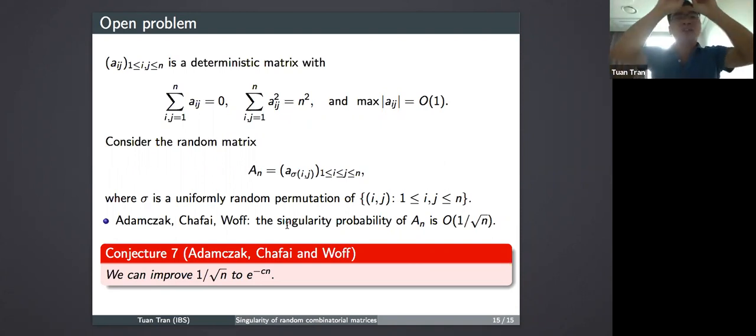So they require that, again, the matrix is an n by n 0/1 random matrix, and they require that the row sum and the column sum are n half. So the sum of the entries in each row is exactly n half, and the sum of the entries in each column is exactly n half. So this matrix corresponds to the adjacency matrix of maybe a random bipartite graph. And they prove that for such a model, the singularity probability is exponentially small.